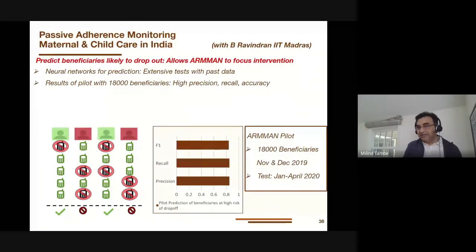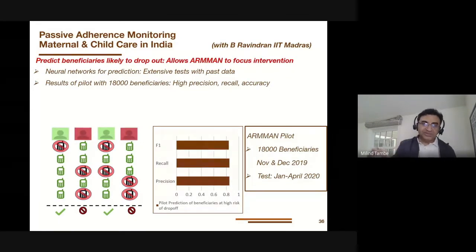And so in a pilot test, looking at beneficiaries, women who had enrolled in November and December of 2019, we looked at whether our predictions of drop-off came true for January through April of 2020. And in this pilot test, we are able to show that we reached about 0.8 accuracy, F1, recall and precision. So it's a pretty good result. And so now this software has been delivered to Armman.